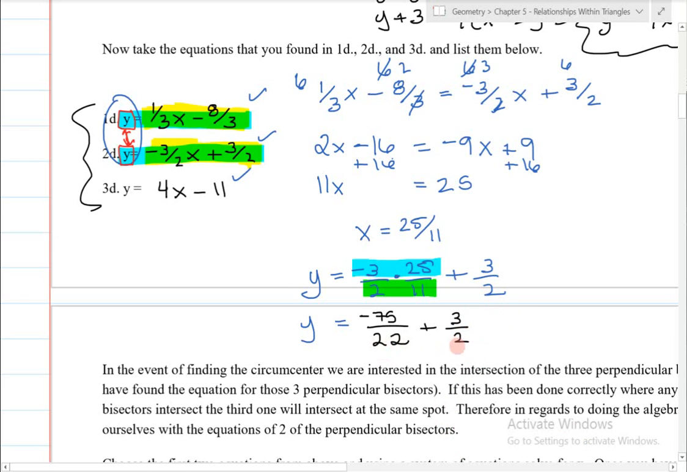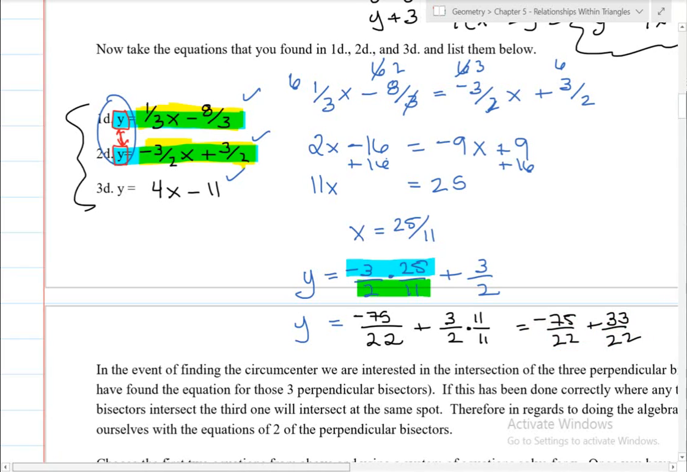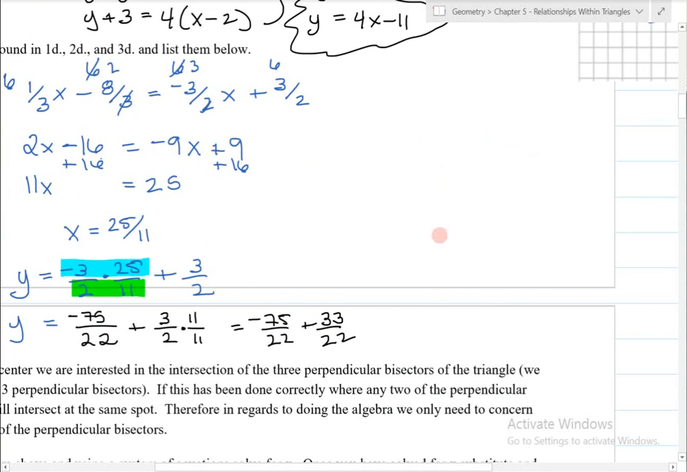So what's the common denominator going to be between 22 and 2? 22. When we say common denominator, it's the number that they both are going to grow to through multiplication. So I need to multiply this one by 11 over 11, right? That'll turn that into 22. So it turns this into negative 75 22nds, plus 33 22nds. And what's negative 75 plus 33?